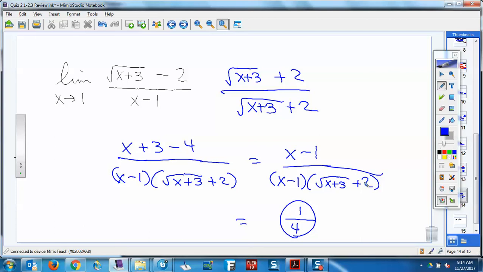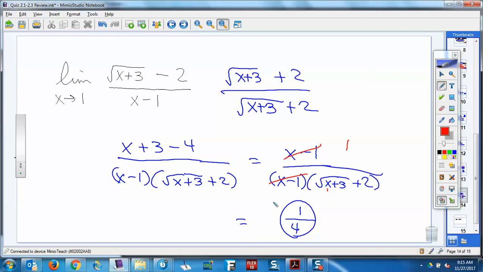You still have a 1 on top after these things cancel. So after you cancel those things, you still have 1 up here. Put in your 1 right there. 2 plus 2 is 4. Okay, questions about that?